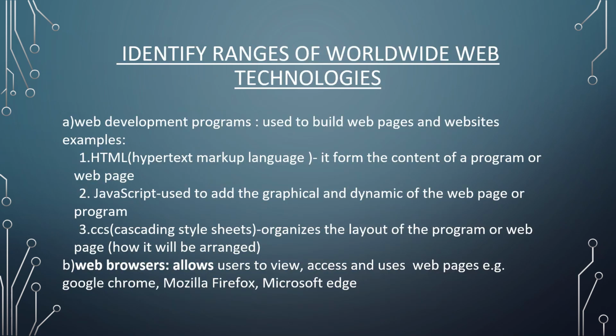Ranges of World Wide Web technologies include number one, the web development programs. They are used to build up web pages and websites. For example, we have the HTML, also known as the Hypertext Markup Language. It forms the content of a program or a web page. Number two, we have the JavaScript, used to adapt the graphical and dynamic of the web page or a program. The CSS, also known as the cascading style sheets, organize the layout of the program or the web page, how it will be arranged, in other words.